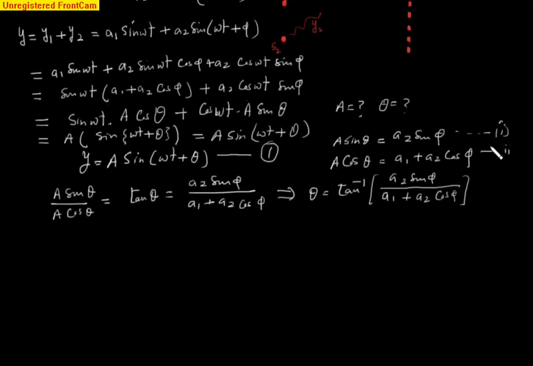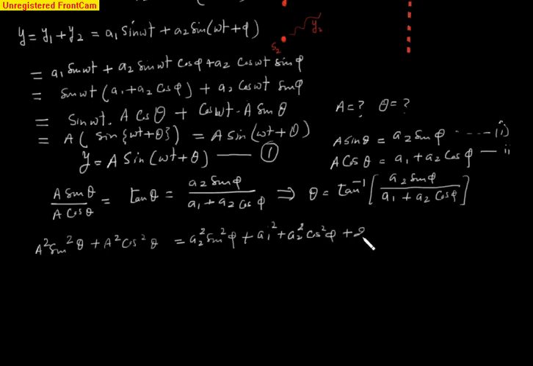For that what we do is we square and add these 1 and 2. So on squaring and adding we get A square sine square theta plus, I add this term, A square cos square theta is equal to, now the right hand side, first term I will square it, that is a2 sine square phi, plus now I will square this term, that is (a + b) squared, that means a square plus second square of second term b square, that is a2 square cos square phi plus twice a1 a2 cos of phi.